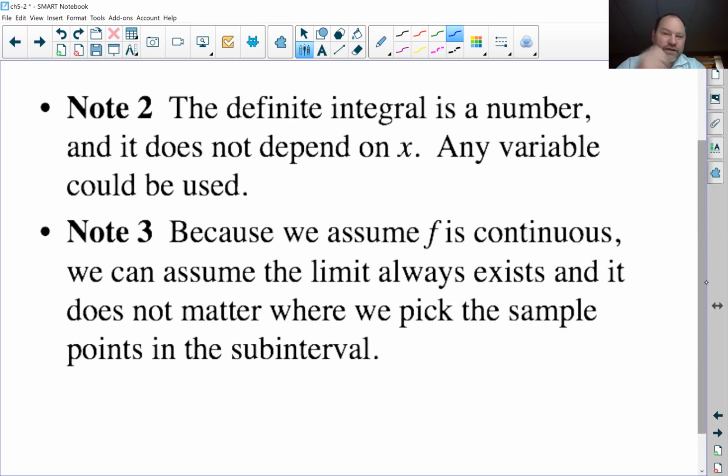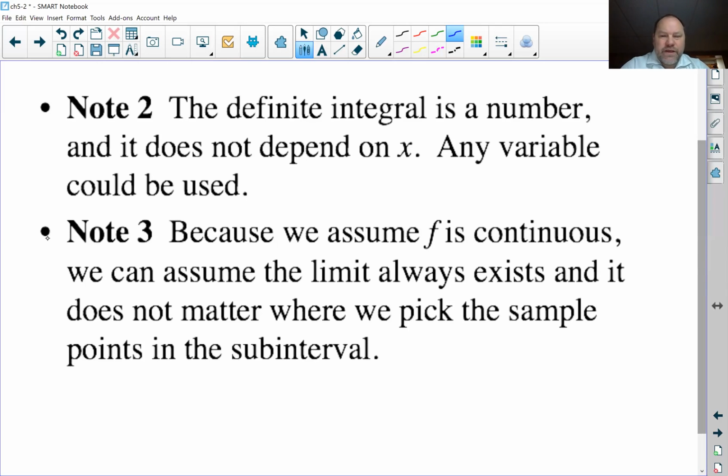The definite integral is a value, and it doesn't depend upon our variable. So we could have a function written in terms of r, like we could take the integral of pi r squared dr, and that would give us a value that has a specific meaning. It could be x equals a function of y, and then we have the integral of f of y dy. That's okay.